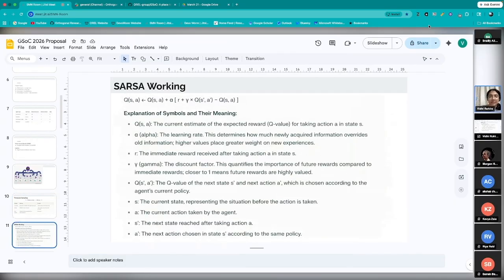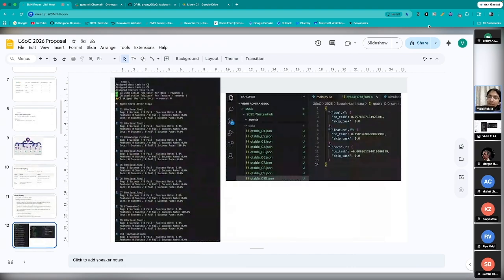Then we had SARSA, which works on state, action, reward, state, action. This is the basic equation of SARSA, where Q is the Q value of a particular state and action, which gets updated based on the current state and action Q value plus the learning rate times the reward, and gamma is the discount factor with the next state, minus the Q value of the current state. So this is the equation that we use for SARSA in general, and this is the equation that I used for calculating the Q values for each of the contributors in my GSOC 2025 project. And these were the outputs.